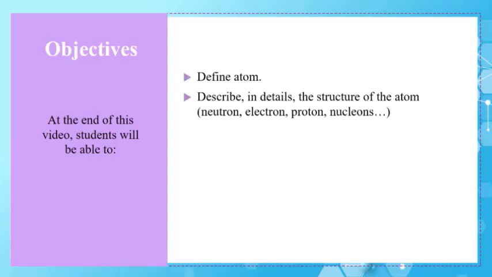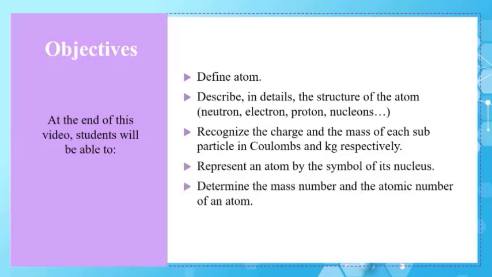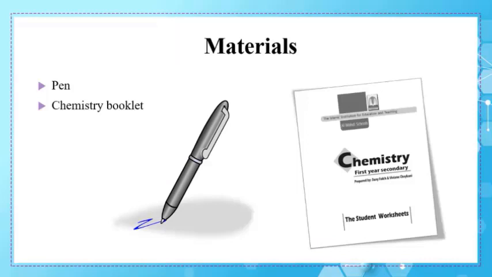The objectives to be covered for this period are to define atom, describe in detail the structure of the atom, recognize the charge and the mass of each of the subatomic particles in coulombs and kilogram respectively, represent an atom by the symbol of its nucleus, and finally determine the mass number and the atomic number of an atom. All what you need is to grab your pen and your chemistry booklet.